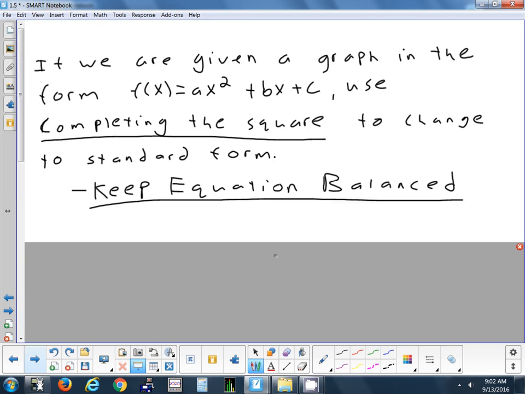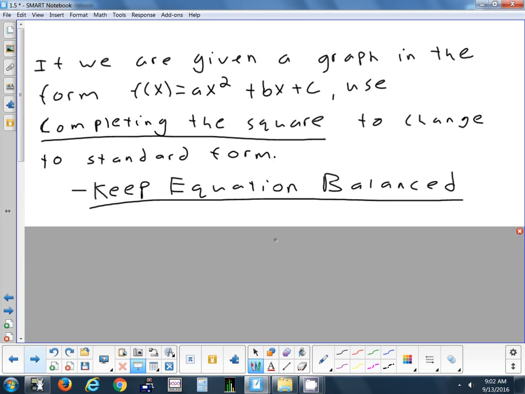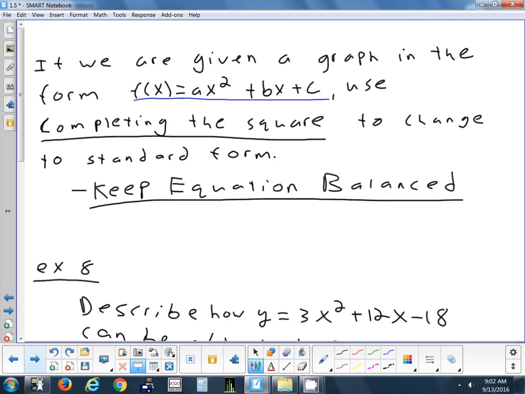All right, so if you've got something in this form, it's going to be kind of hard to tell the transformations. Okay, looking at 3x squared plus 12x minus 18, I don't know how much it's been shifted left, right, up, down, stretched. I can't tell. I need to rewrite it. And the way we rewrite it is completing the square.